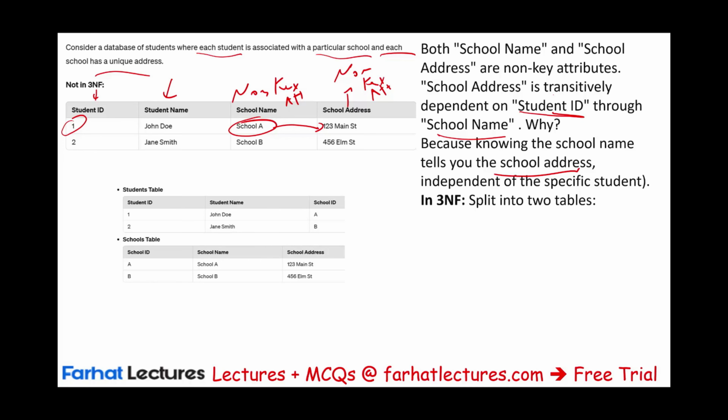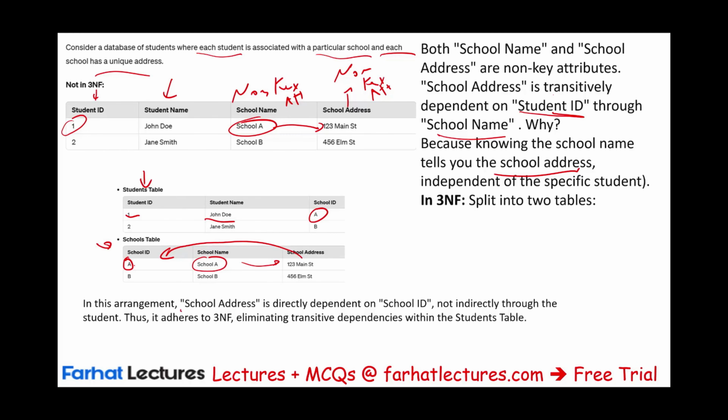So what do we have to do? We have to have a student table: student ID, student name, and the school, because they only go to one school. Then we're going to have a school table: school ID, school name, and address. This way the address is not dependent on the school name. Now the address is dependent upon the school ID. So the school ID is the primary key, which is fine, but it's not dependent upon school name, where the school name was a non-key attribute.